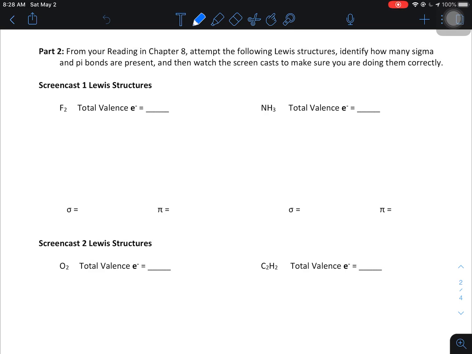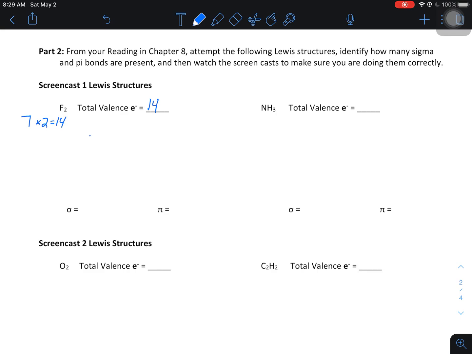is find fluorine on the periodic table and find out that fluorine has 7 valence electrons because it's in group 17. We can see that there are 2 atoms in this problem, and that means we have a total of 14 electrons for what we are about to do to make a Lewis structure. Our goal is to make sure that everything, if possible, has an octet.